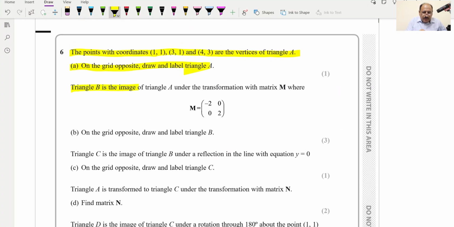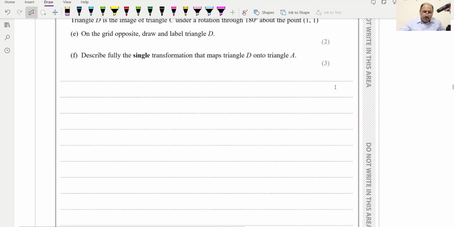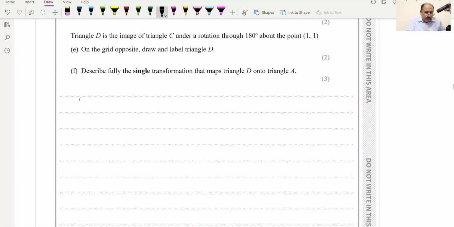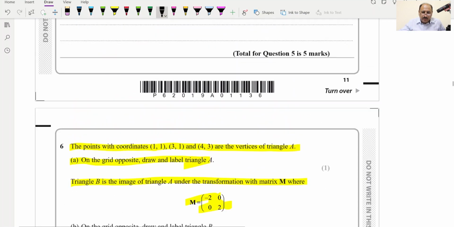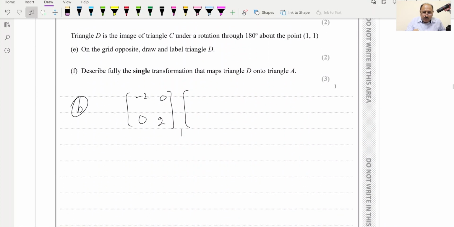Triangle B is the image of the triangle A under the transformation with matrix M, where M is equal to this one. So we can transform this for the B part. M is the matrix (-2, 0; 0, 2), so we can write the B part over here, with the given matrix M and the coordinates of the triangle, which are given: (1, 1), (3, 1) and (4, 3). After that we will be multiplying.